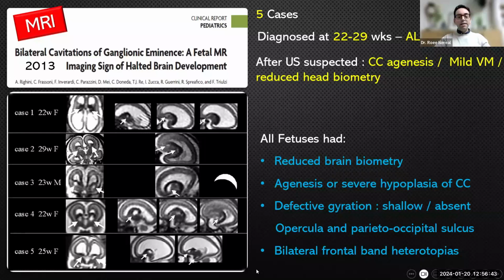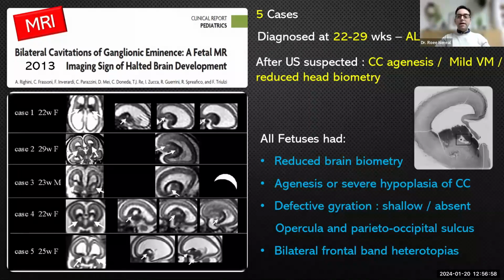It involves many different brain structures: reduced brain biometry, callosal malformation, abnormalities in gyration and sulcation, and also heterotopia, which is a big part of malformation of cortical development. After this publication, and this is also a correlation with the histology, you see the detachment of the ganglionic eminences, the proliferative section, from the basal ganglia.